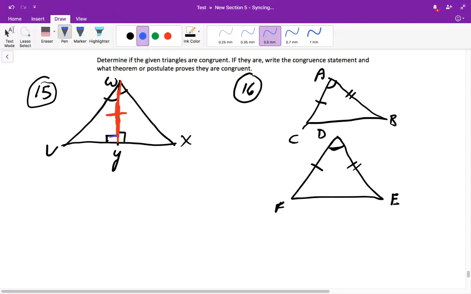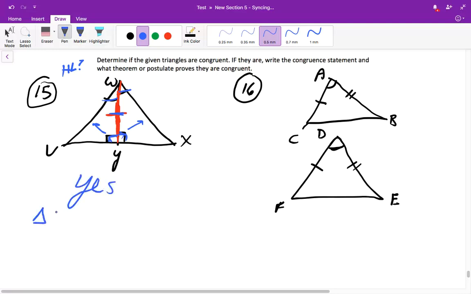And now, once you see the right angle, I did tell you that you should look for a hypotenuse leg first, but it seems like you guys are focusing on that because there's a right angle, it's automatically going to be HL, and that's not true. They don't tell us here that our hypotenuses are congruent, so we cannot use that. However, we do have angle, side, angle, angle, side, angle. So yes, they are congruent.